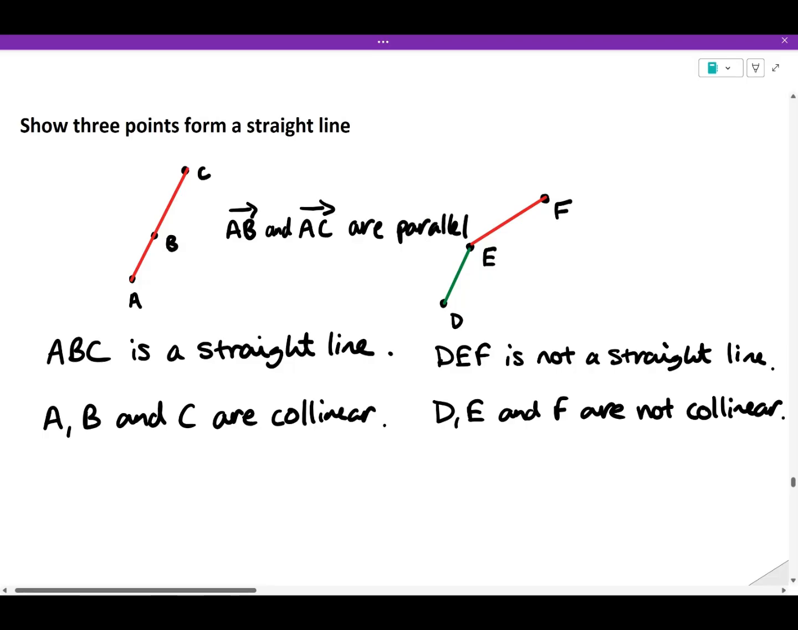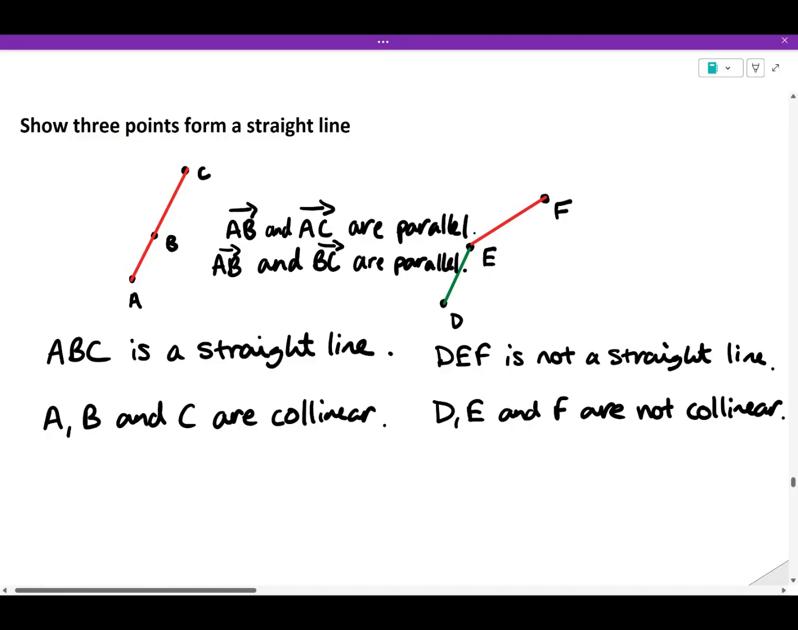Now let's take another pair of vectors on my line. So let's go with A to B, and this time we will go with B to C. Well, once again, if we look at A to B and B to C, they're both going in the same direction. So once again, they are parallel. And this is going to be key to how we're going to show that 3 points form a straight line.